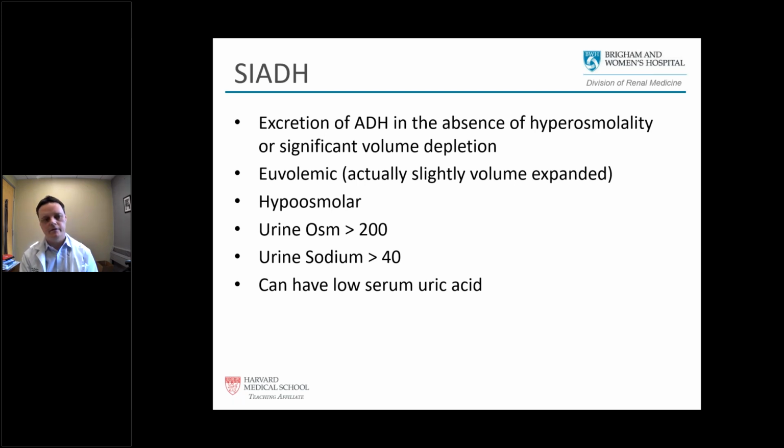Classically, the reason that we see this most often is due to medications. A lot of medications can cause SIADH, mostly psychiatric medications. And so the classic presentation will be an elderly individual who's taking an antidepressant for the first time, and they present with hyponatremia. And it's because of this inappropriate excretion of ADH that occurs in response to the medication.